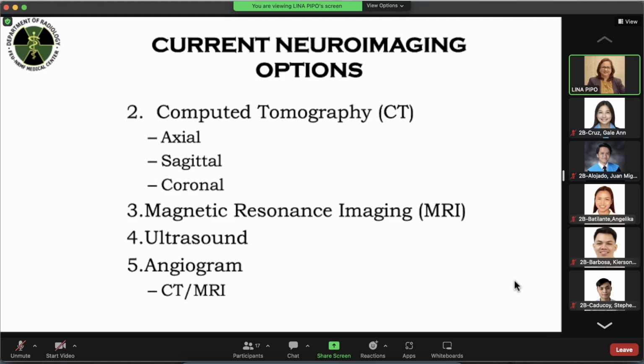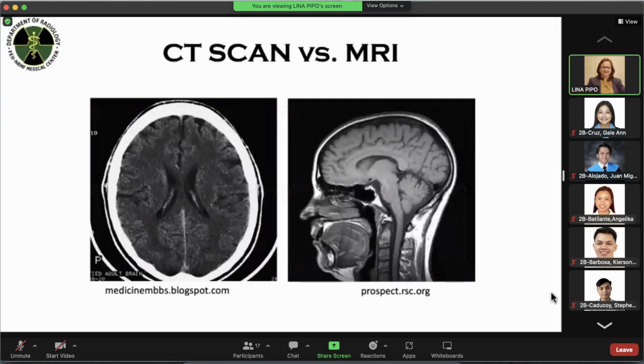So what are the other current neuroimaging options? You have your CT scan to view in axial, sagittal, and coronal, as well as your MRI. And sometimes ultrasound and angiogram, CT or MRI. CT scan versus MRI, so they have different appearances. This is an example of a CT scan in axial view and an MRI in sagittal view.